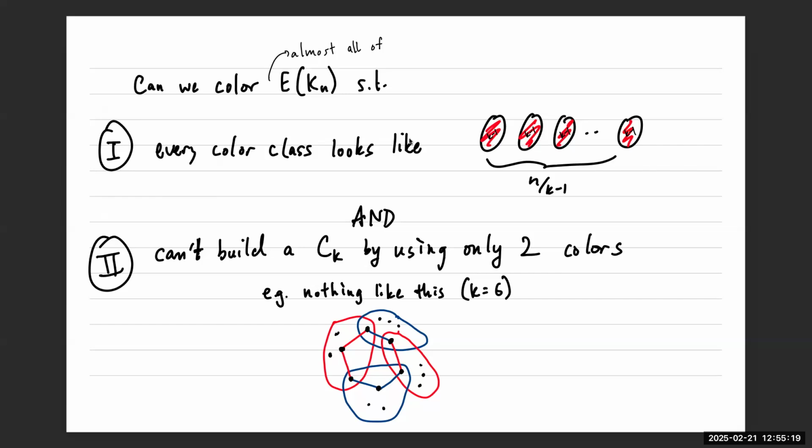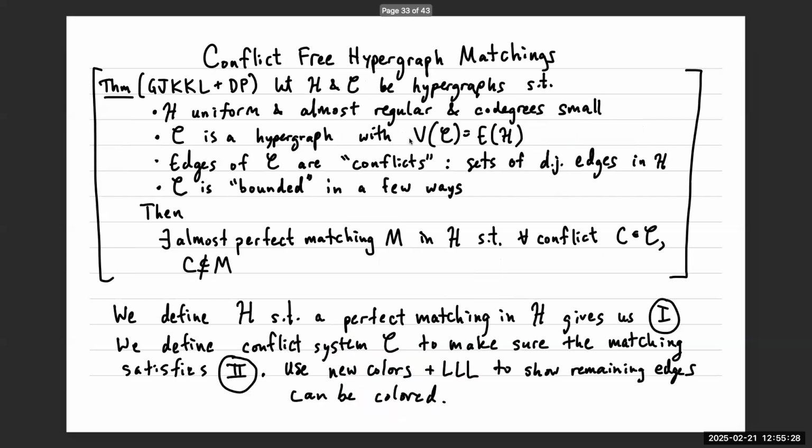Can we color? Remember, this is what we're trying to do. We're trying to color the edges of K_n so that everything looks like this. So all we have to do now, basically, is define a hypergraph H that encodes the problem we're trying to do, and a conflict system that encodes the things we're trying to avoid, right? If we can find those, then we can just apply their black box.